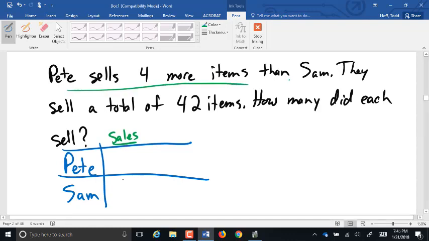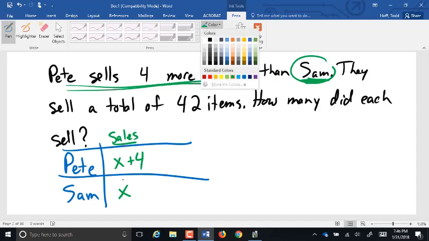And so in a problem like this where I have 2 things I'm looking for, I look to see if one of them can be calculated from the other. Pete selling 4 more means if I know Sam's, I can do what to get Pete's? Add 4. But in order to find Pete's, I need to know Sam's first, right? So I'm going to let Sam's sales be X, because that's the one I have to know first. If I know Sam's, I do what to get Pete's again? Add 4, so X plus 4.